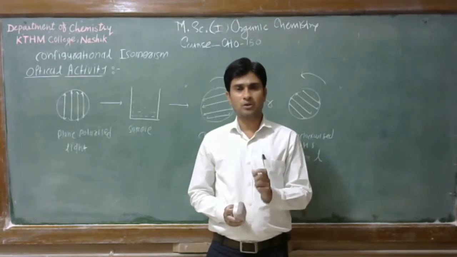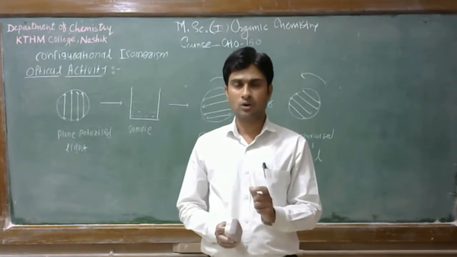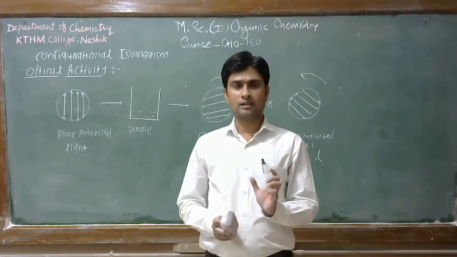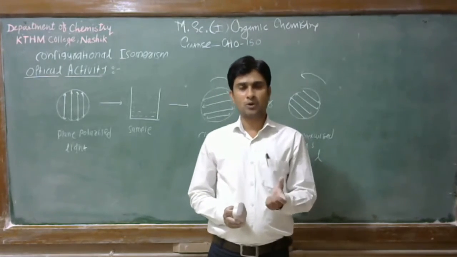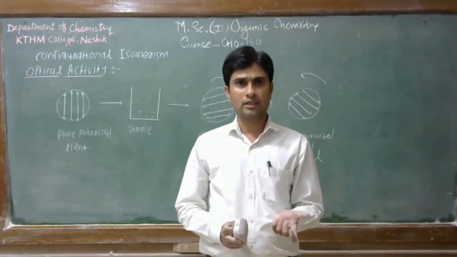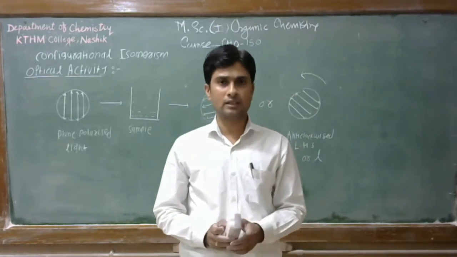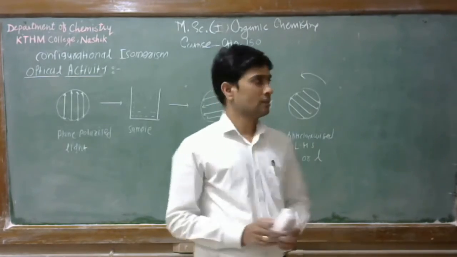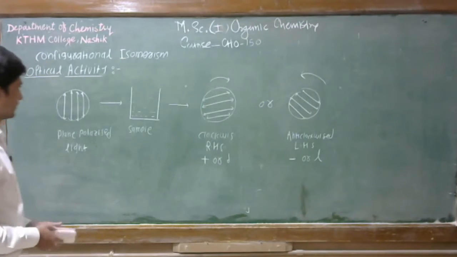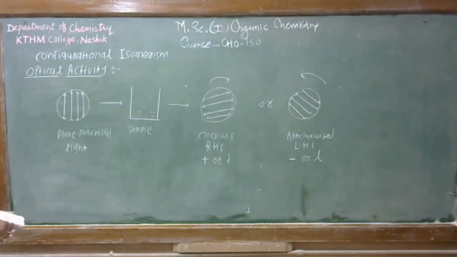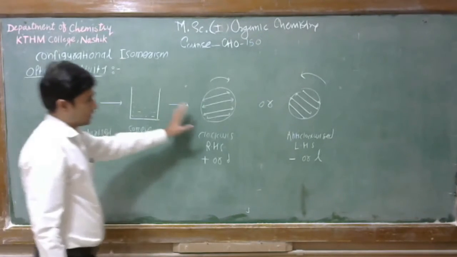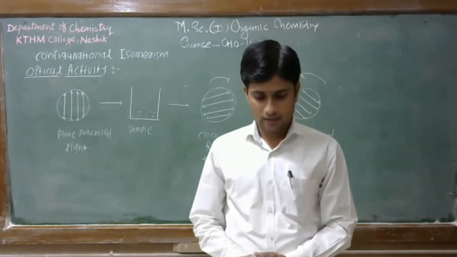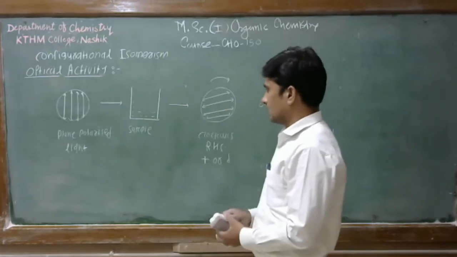If any compound is optically active, then it must have a chiral carbon atom, and if any compound does not show optical activity, it means it is optically inactive. Then there is an absence of a chiral carbon atom in this compound. So let us see here. Friend, this observation is found in a polarimeter instrument, but this is a practical observation.